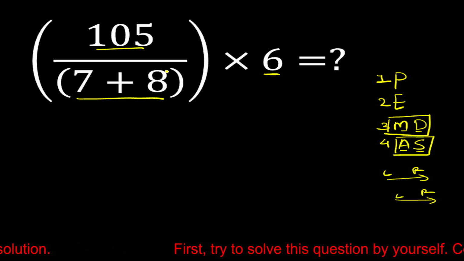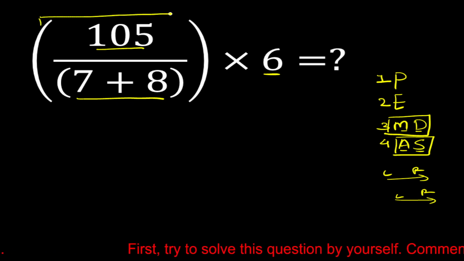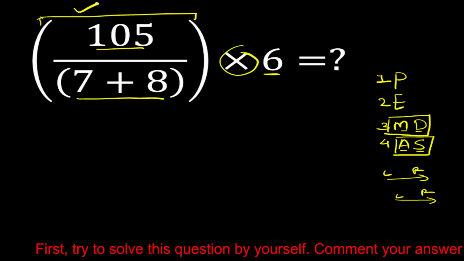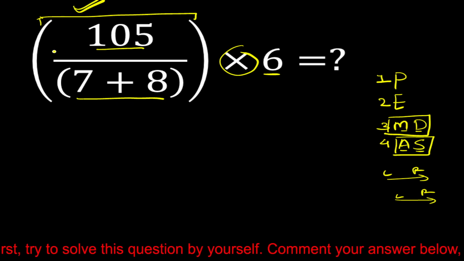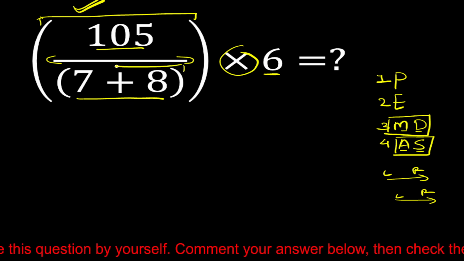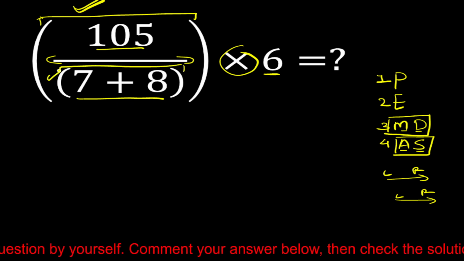Okay, so in this question here we have one parenthesis and one multiplication. So first priority is parenthesis, so first we have to solve this parenthesis. So in this parenthesis we have one division and one another parenthesis, so first we have to solve this parenthesis.